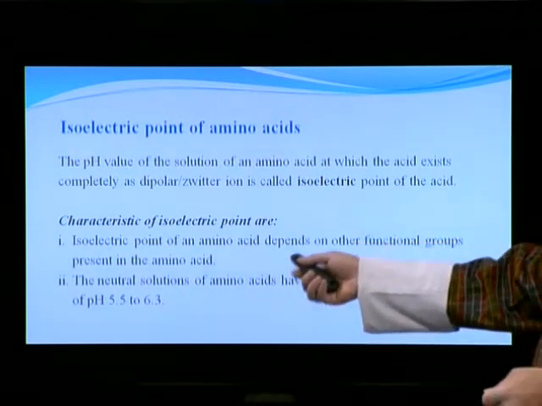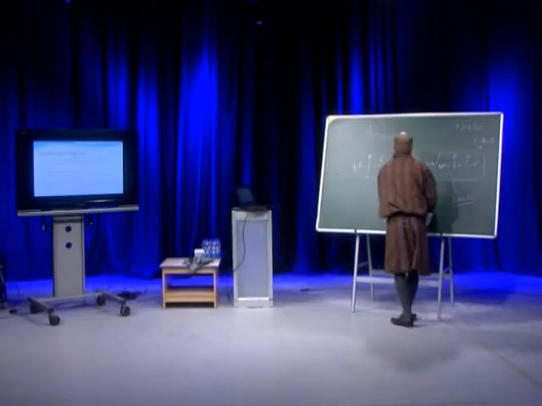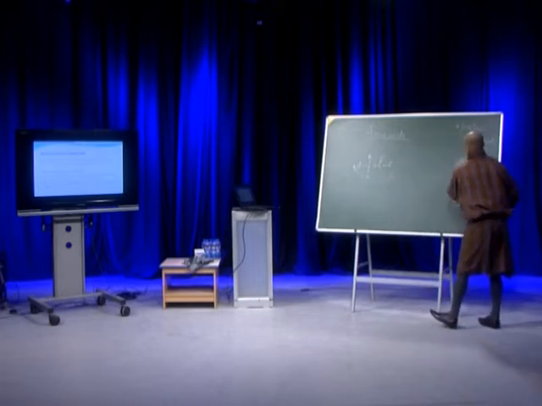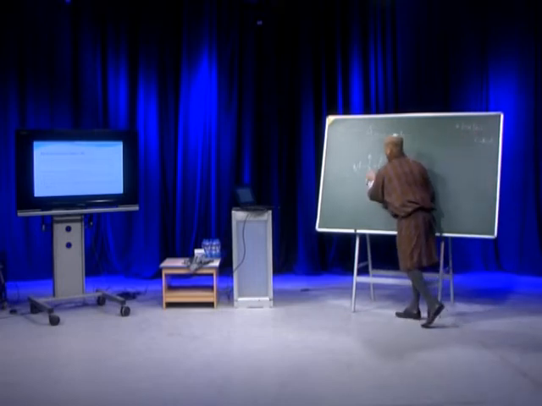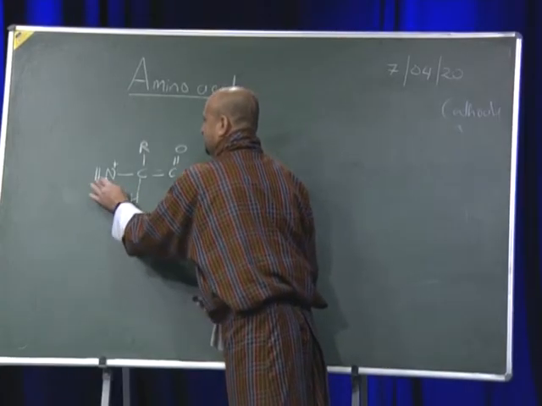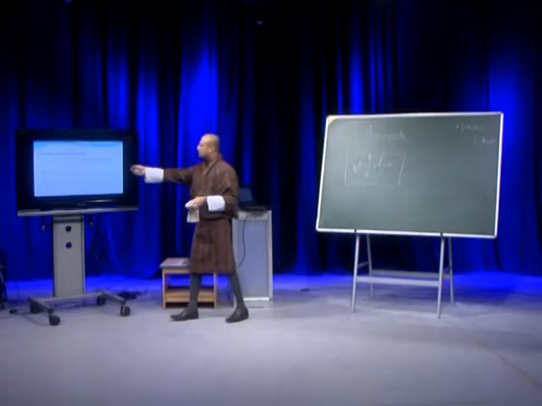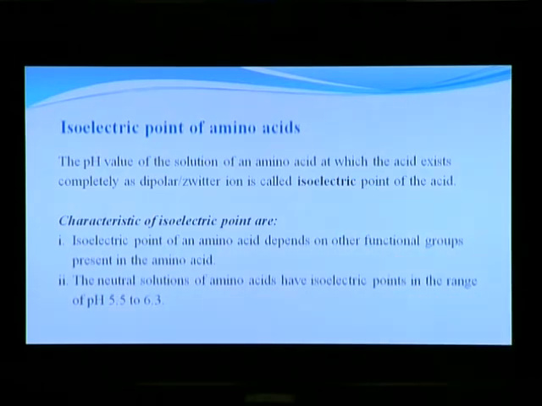As you can see the definition here, the pH of a solution of an amino acid at which it exists completely as zwitterion. Zwitterion, again, let's go back. This is zwitterion. It completely exists as zwitterion. Then that pH at which amino acids exist completely as zwitterion is called the isoelectric point. The pH of the solution of an amino acid at which the acid exists completely as dipolar ion or zwitterion is called the isoelectric point.